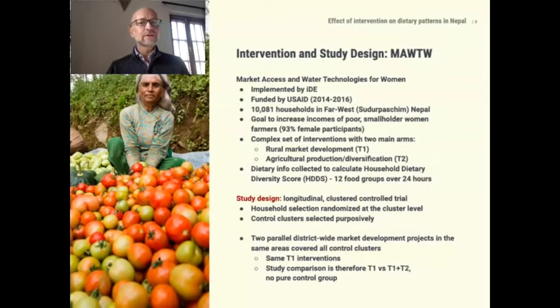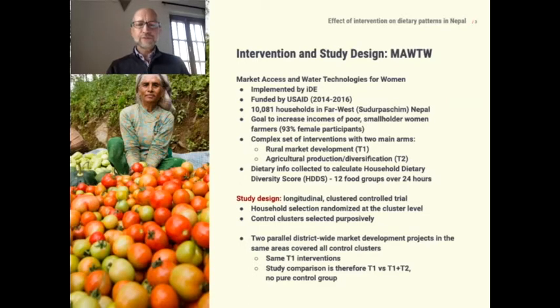It included agronomic training and establishment of last mile supply chains for access to inputs, as well as private sector extension services for training. MEWTW was meant to be implementation research, so built into the project was a clustered controlled trial design, randomized at the local level. There was no pure control group, however, because two other projects with similar market development interventions were implemented in the control areas shortly after this study began.